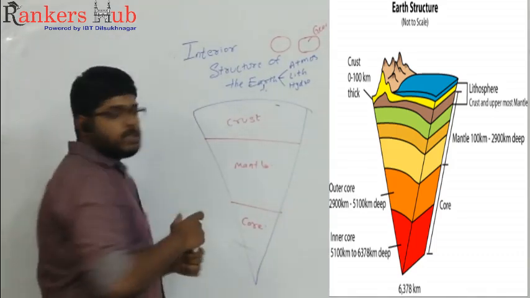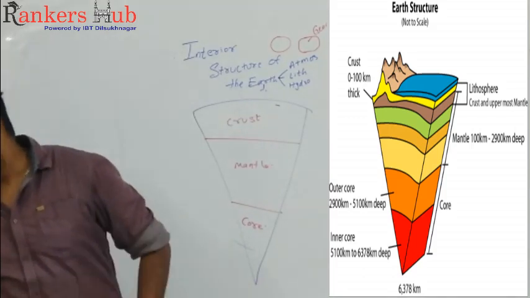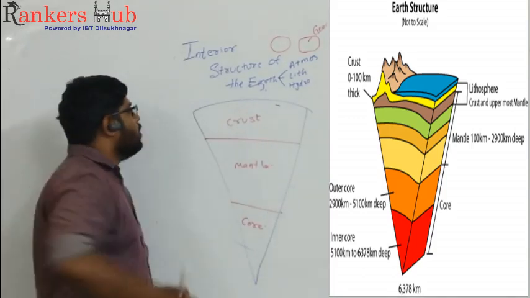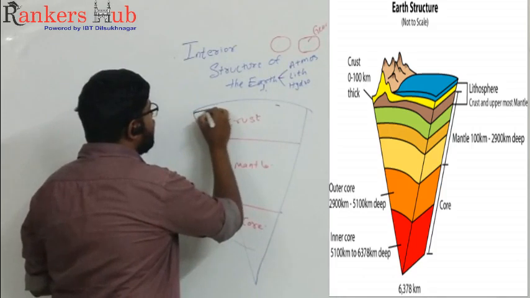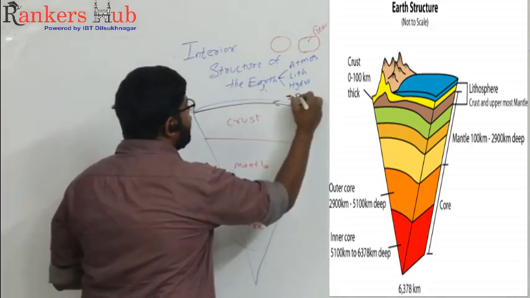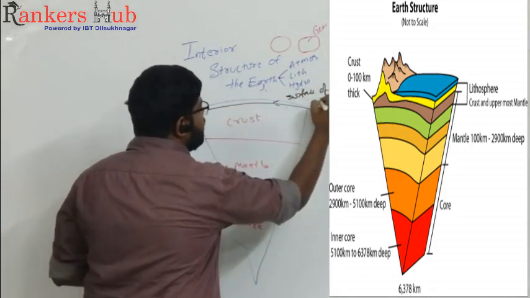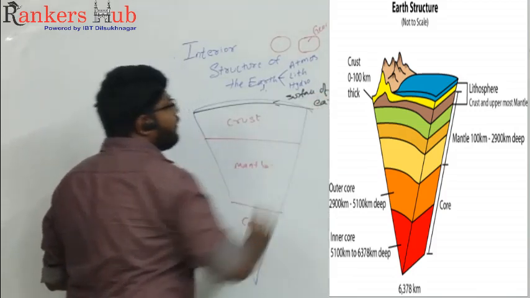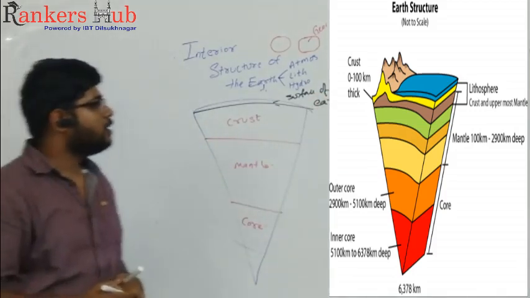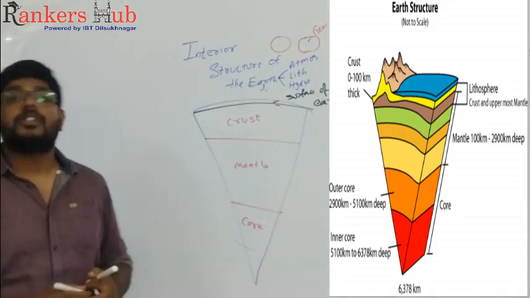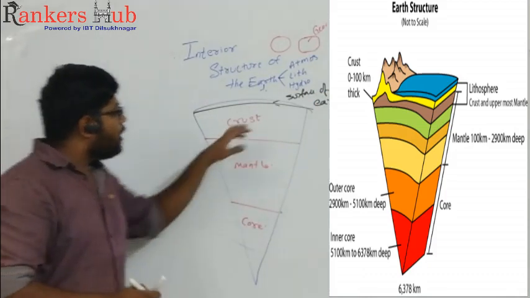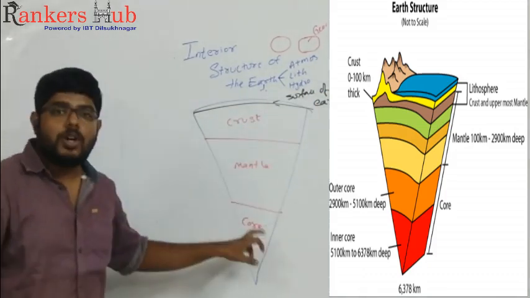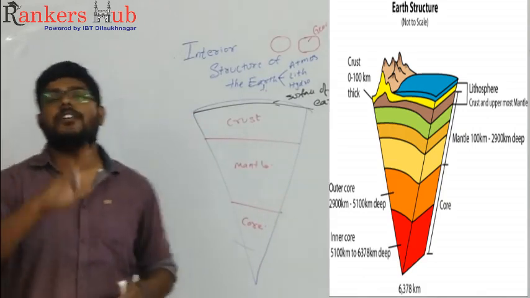And the topmost layer of the crust will be called the surface of the Earth. So where is the surface of the Earth? The surface of the Earth is present on the crust, right? Now, how many layers are we having? Crust, mantle, core, and these three layers are having three different compositions.